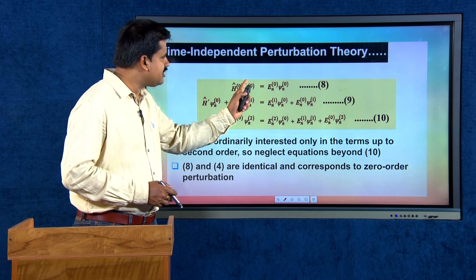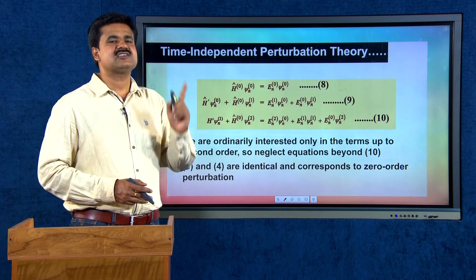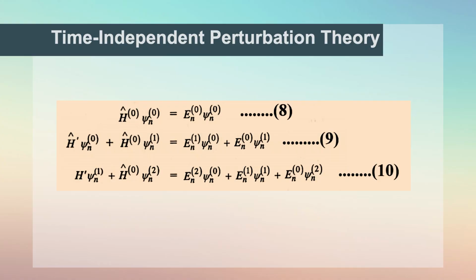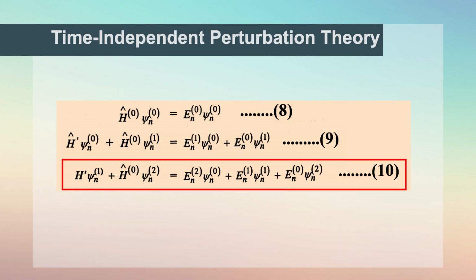However, in equation 8, the power of each term will be 0. However, we are also getting equation 10, where we can see that the total power of each term will be 2: H hat dash psi n 1 plus H hat 0 psi n 2 equal to En 2 psi n 0 plus En 1 psi n 1 plus En 0 psi n 2.